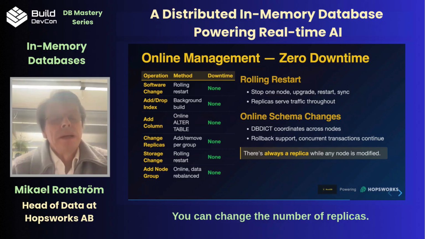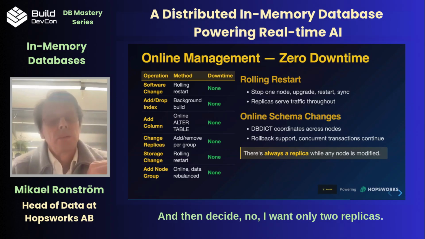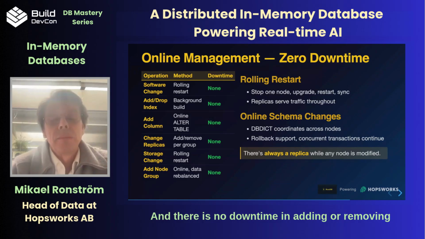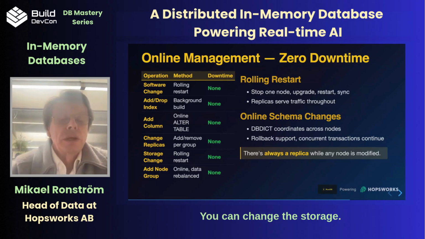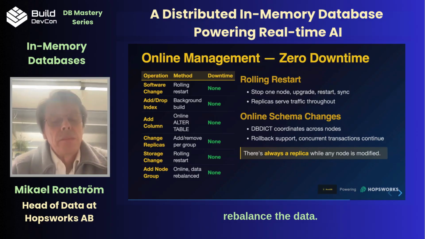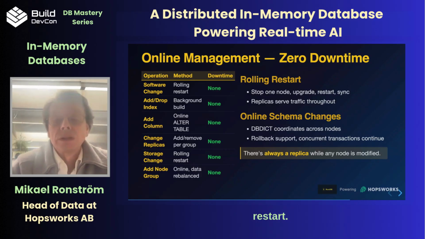You can change the number of replicas. You can start with a single replica or 2 replicas, and then go to 3 replicas, and then decide, no, I want only 2 replicas. So you can go back and forth on the number of replicas, and there's no downtime in adding or removing replicas. You can change the storage. You can even scale the system to more data nodes and rebalance the data, and that's also an online operation. So anything that you want to do, you can do almost as a rolling restart with 0 downtime. That's a very important feature, both for real-time AI as well as for the telco space.